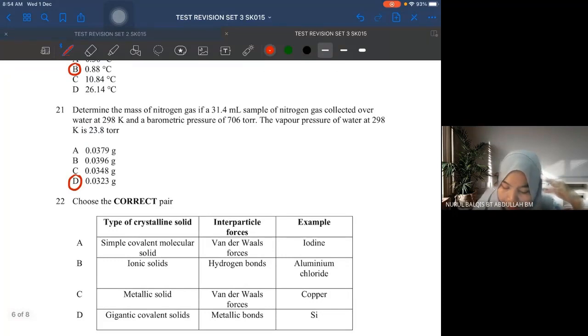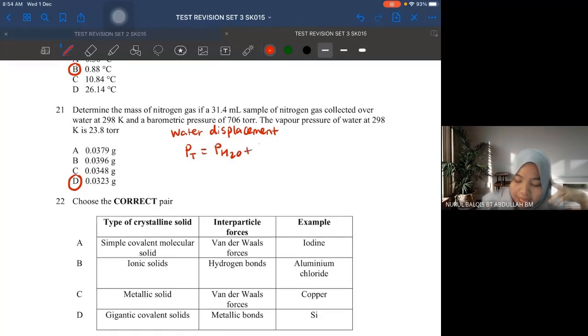Number 22. Determine the mass of nitrogen gas if a 31.4 ml sample of nitrogen gas collected over water. This is water displacement method in chapter 5. Water displacement method, you should consider your P total equal to PH2O plus P gas. So given informations here, your gas is nitrogen gas. So the nitrogen gas, determine the mass of nitrogen gas if 31.4 ml. Okay, ini baru volume. Collected over ini adalah temperature.